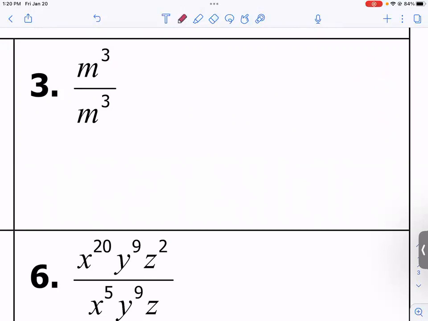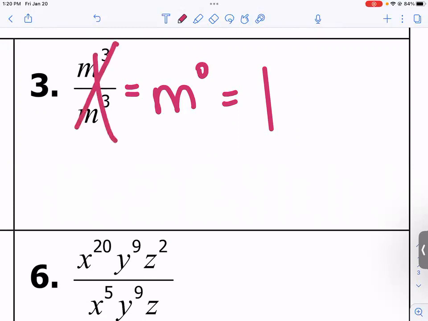Fun fact. Yes, you are right. This is m to the 0. Fun fact, anything raised to the 0 power is 1. So can we just put M? No, because that would be m to the 1st. Your answer is 1. Just 1, because they cancel out.